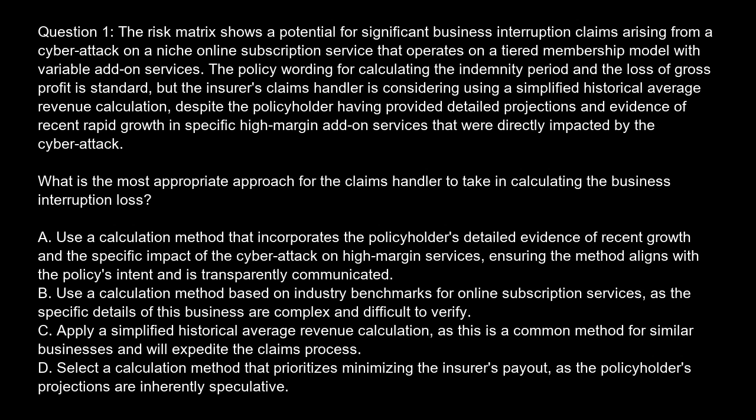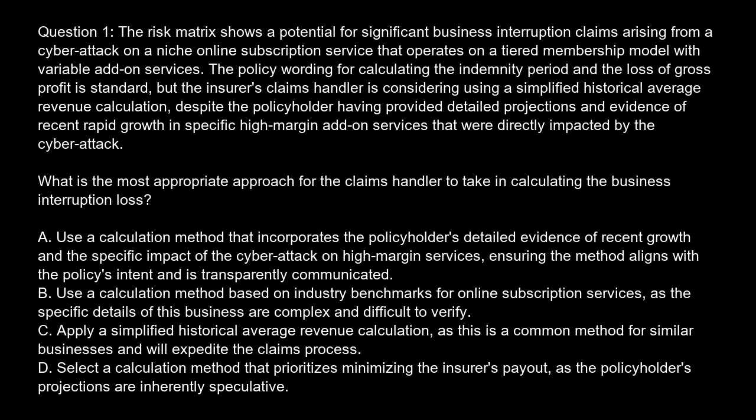Despite the policyholder having provided detailed projections and evidence of recent rapid growth in specific high-margin add-on services that were directly impacted by the cyber attack, what is the most appropriate approach for the claims handler to take in calculating the business interruption loss? Option A. Use a calculation method that incorporates the policyholder's detailed evidence of recent growth and the specific impact of the cyber attack on high-margin services, ensuring the method aligns with the policy's intent and is transparently communicated.